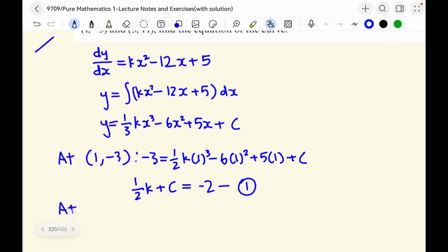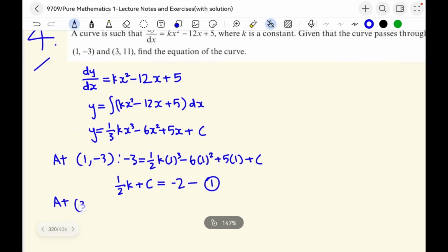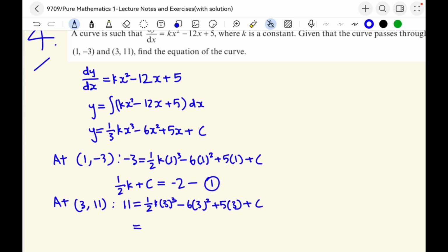Now obtain another equation, for the point (3, 11). So put 11 inside. Half k and then 3 cubed, -6, 3 squared, plus 5 times 3, plus c. So this is 27 over 2, k plus c equals to 50. So this is your second equation.